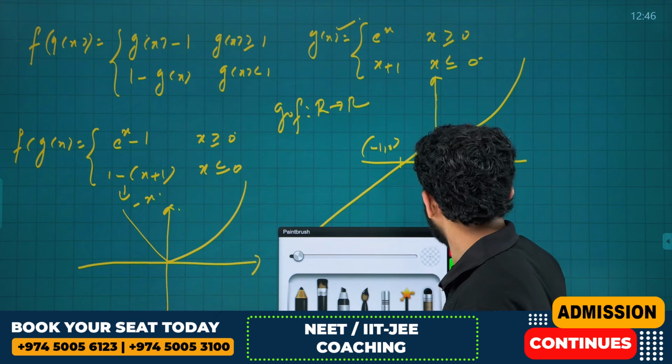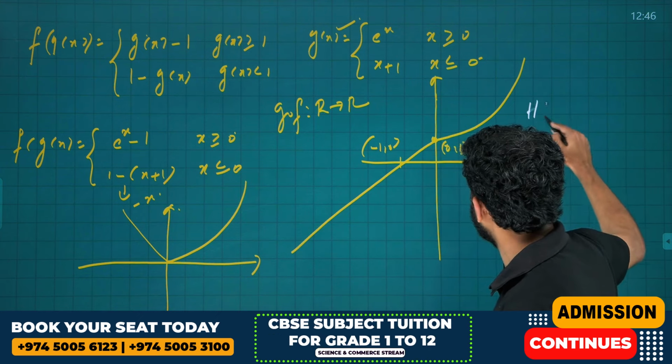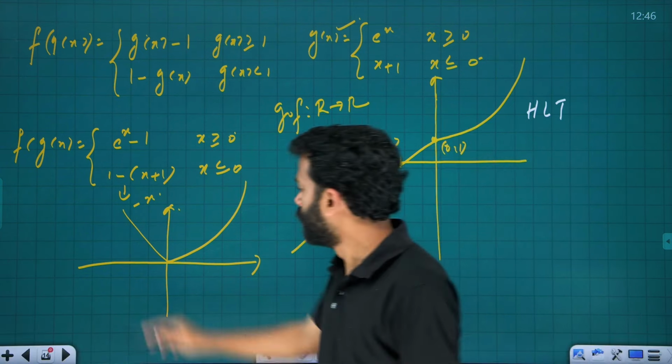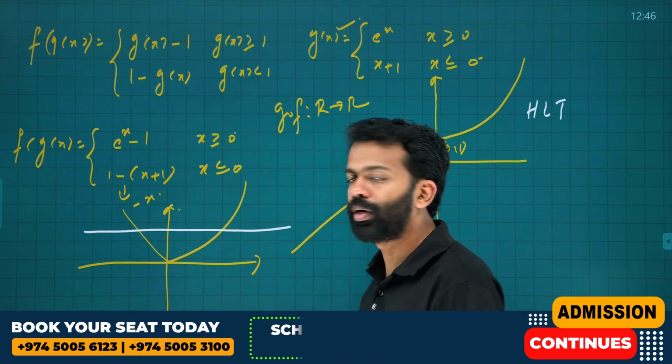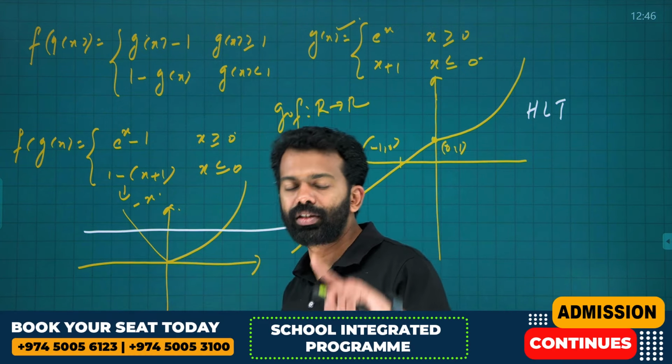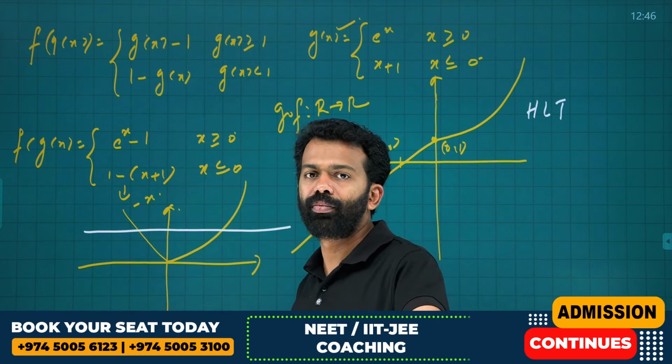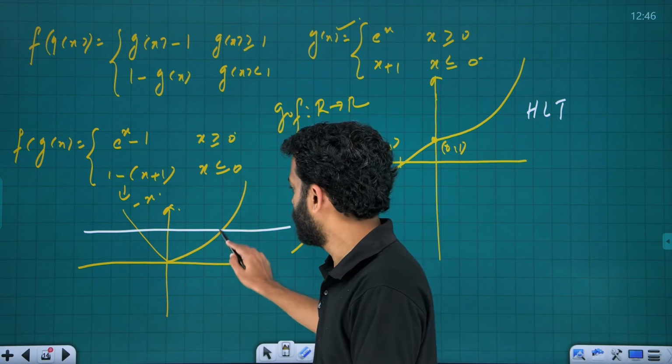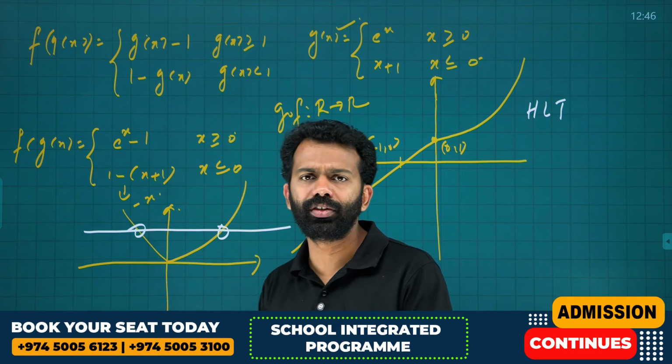For that, we need to go through the HLT test. HLT test means horizontal line test. Through this graph, just draw a horizontal line. If the line cuts the graph at more than 1 point, then the function is what? Many 1. If the line cuts the graph at only 1 point, then the function is what? 1, 1.